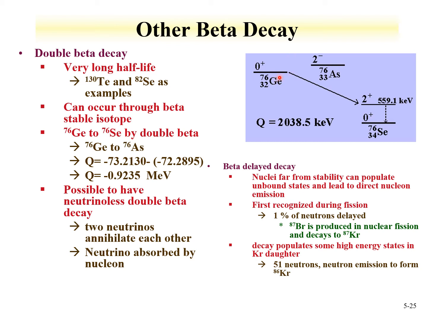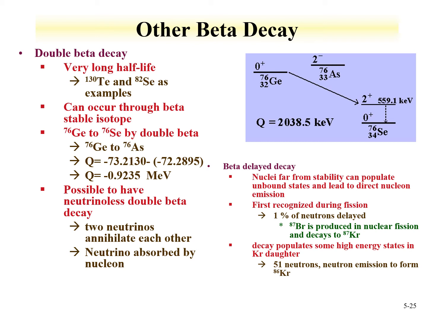This germanium, if it went through a single beta decay, would have to gain energy. It can lose energy if it skips this arsenic step and goes straight to the selenium. Now these have very long half-lives, and it's also possible to have neutrinoless double beta decay, where either the neutrinos annihilate each other or they're absorbed by a nucleon.